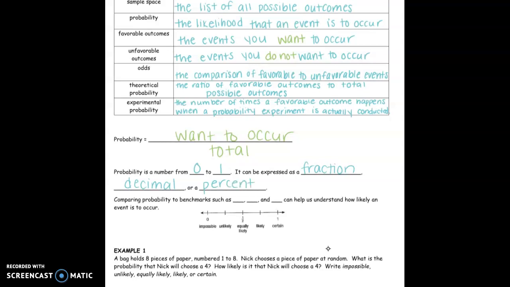We can compare probability to benchmarks. What I mean by benchmarks are numbers like 0, 1/2, and 1. That can help us understand how likely an event is to occur. 0 being it's impossible, 1/2 being it's equally likely either way, and 1 being that it is certain.